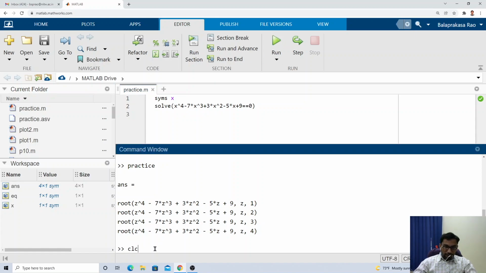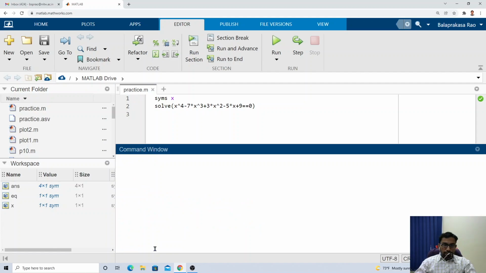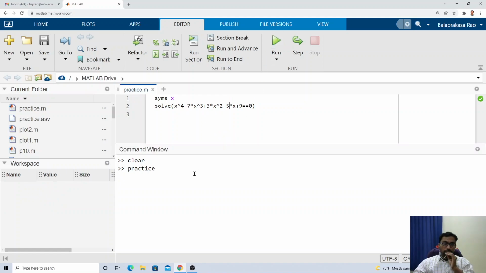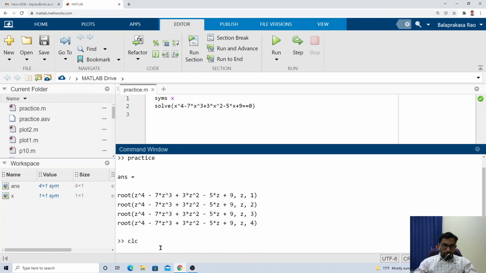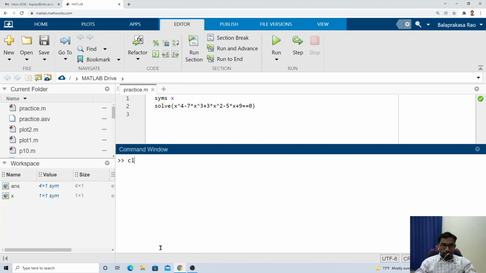Let me clear everything and let me run it again. Okay, all right. So this way you can solve algebraic equations.